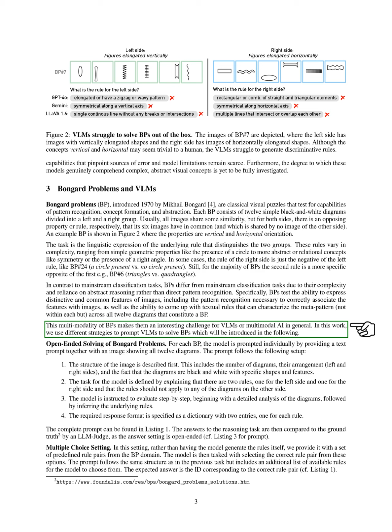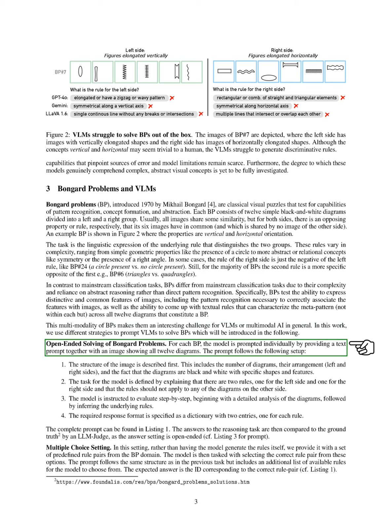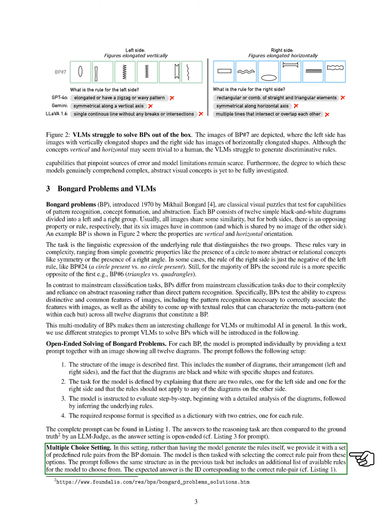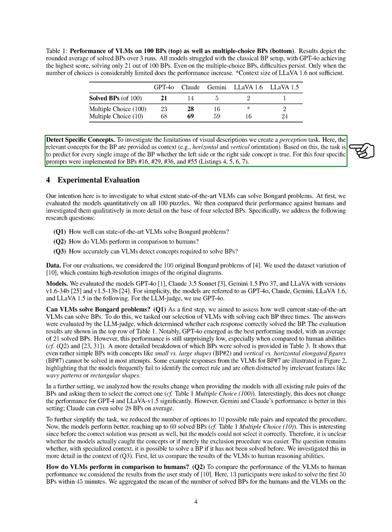In our approach, we use different strategies to prompt VLMs to solve BPs. For open-ended tasks, we provide a text prompt along with an image of the diagrams, guiding the model to analyze the diagrams and infer the rules. In the multiple-choice setting, we present predefined rule pairs for the model to select from. We also create a perception task to explore the model's limitations in visual descriptions, asking them to predict which concept applies to each image in the BP. Through these methods, we aim to better understand the capabilities and challenges faced by VLMs in visual reasoning tasks.